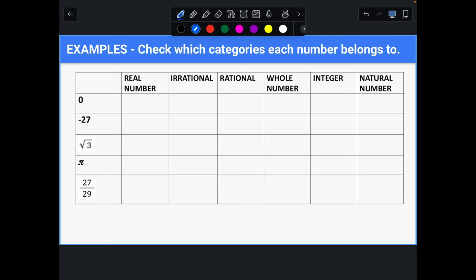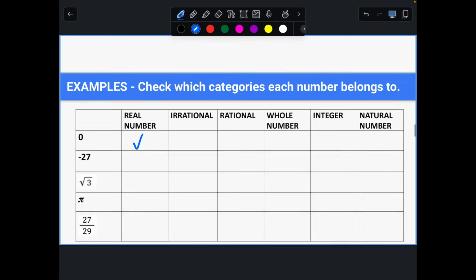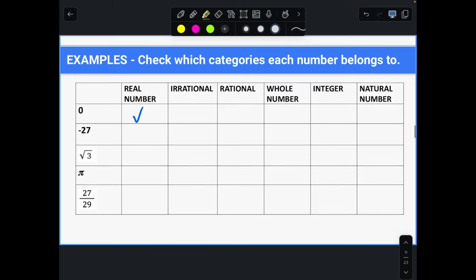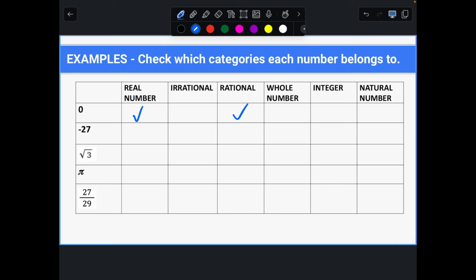I want you to pause the video and see if you can check which categories go with which number, and then you can unpause it and go over it with the video. So, 0: is 0 a real number? Does it exist? Yes, it does. Is it irrational? Does it have a decimal that continues forever? No, it does not. Is it rational? If you need to, scroll back up. Rational is all integers plus all fractions. If we look at rational numbers, we see that 0 is included, so yes, 0 is a rational number.